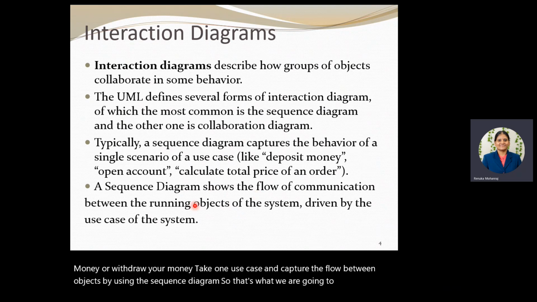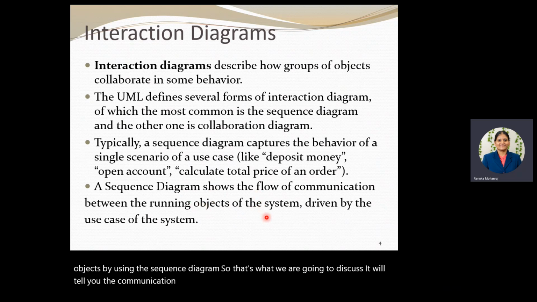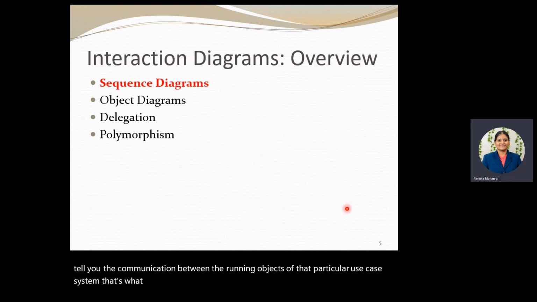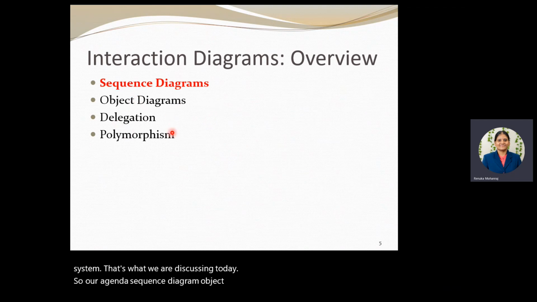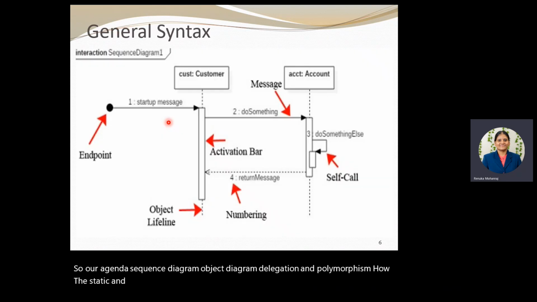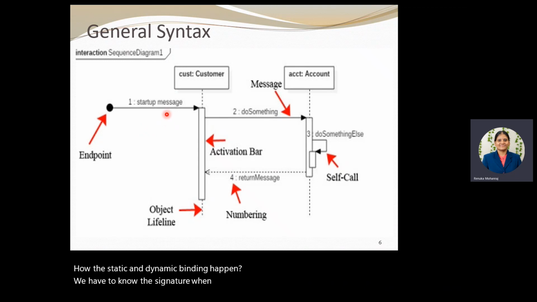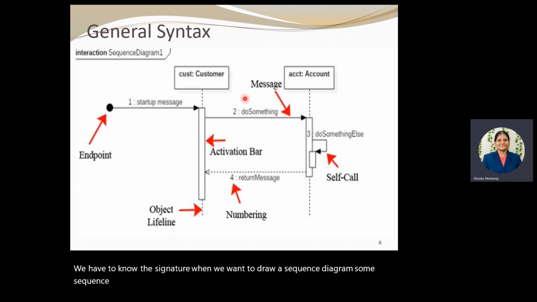It will tell you the communication between the running objects of that particular use case. That's what we are discussing today. So our agenda: sequence diagram, object diagram, delegation and polymorphism, and how static and dynamic binding happen. We have to know the signature when we want to draw a sequence diagram. Some sequence of signature we need to follow.